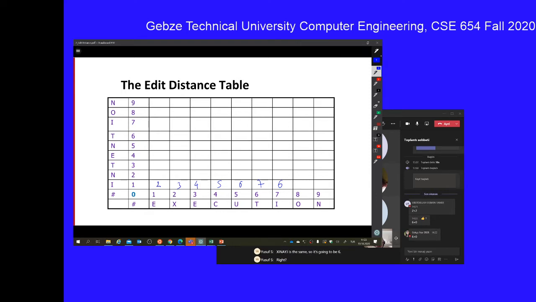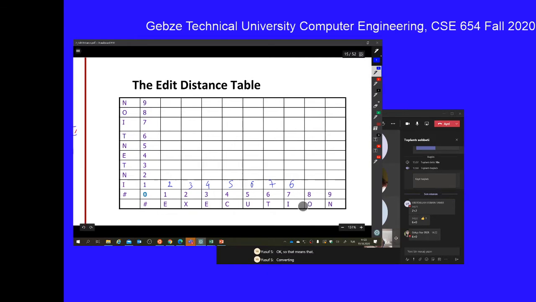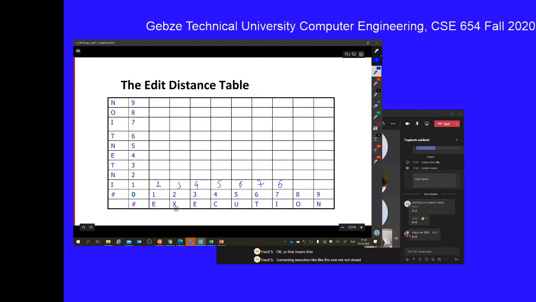Okay, so that means converting "execution" like this one, not converting this 7 letter word, but converting an "i" to a 7 letter word. I am keeping just the i and deleting and inserting all these "execution" letters. How about this one? What am I going to write in here?